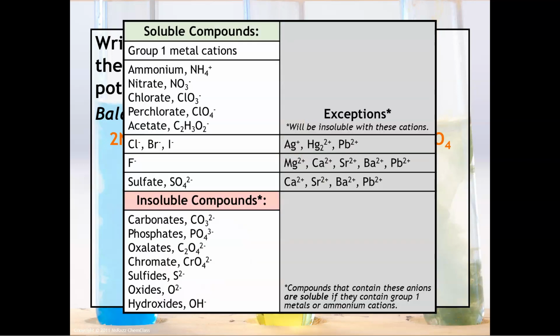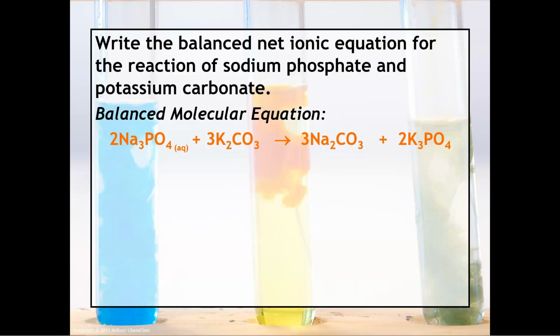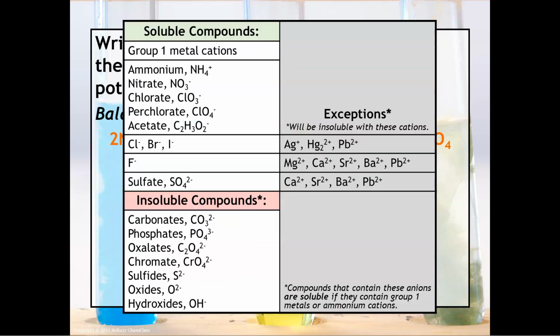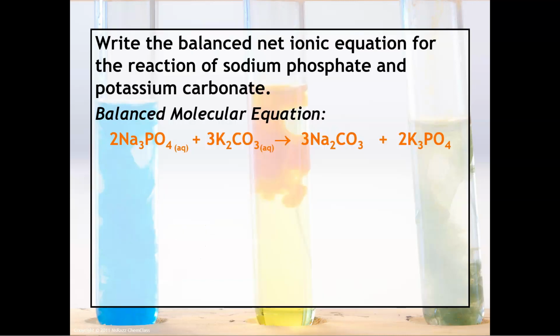So we've got sodium carbonate to start. So carbonates are typically insoluble, but again, notice in the lower right-hand corner it says compounds that contain these anions are soluble if they contain group 1 metals. Well, guess what? Sodium is a group 1 metal. It is in group 1 of the periodic table, so that is going to be aqueous. Potassium carbonate, again, a carbonate is technically insoluble. However, potassium is a group 1 metal as well. So therefore, that is also going to be aqueous.